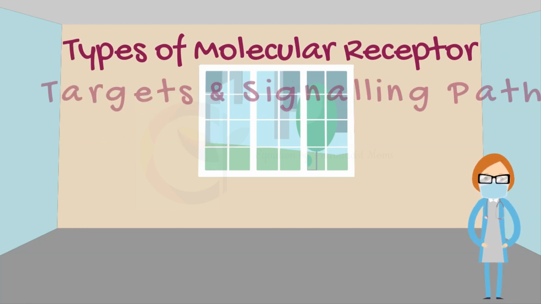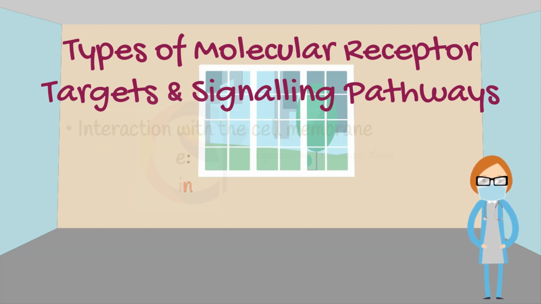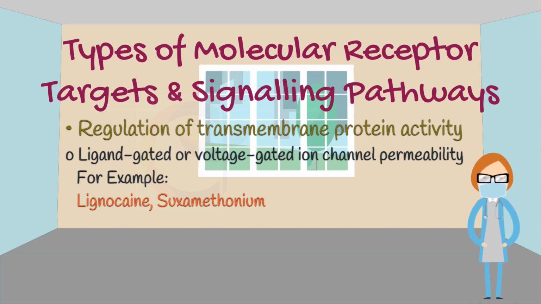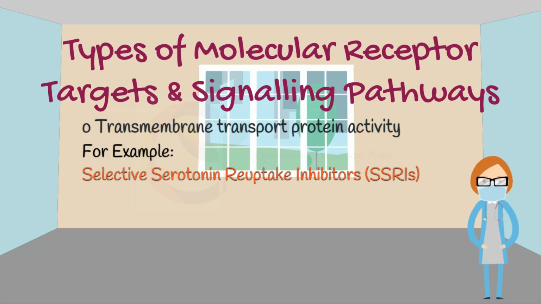Last one is types of molecular receptor targets and signaling pathways. It includes interaction with the cell membrane, for example amphotericin. Regulation of transmembrane protein activity. It involves ligand-gated or voltage-gated ion channel permeability. For example, lignocaine, suxamethonium. Transmembrane transport protein activity. For example, SSRIs.